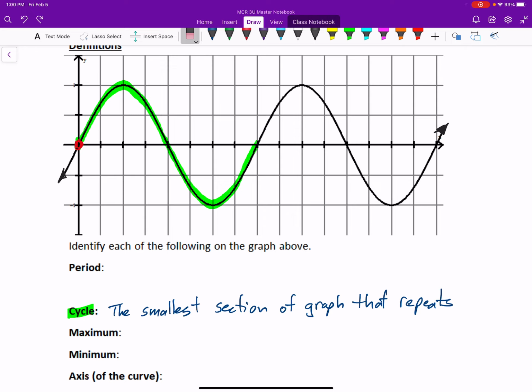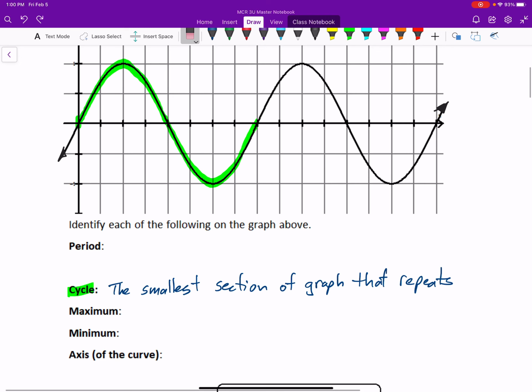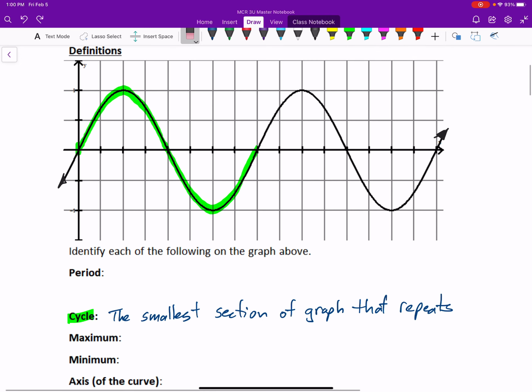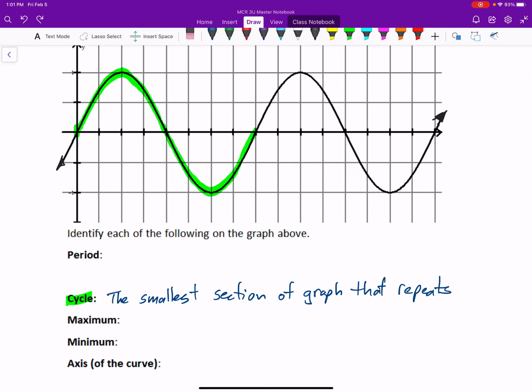Just trying to get rid of some of this extra stuff. All right, so smallest section of the graph that repeats. If I was able to, I could imagine reaching in and grabbing that green section of the graph and then almost using it like a stamp over and over again to repeat the graph. So if that's the cycle, what's the period? The period is the length of one cycle.